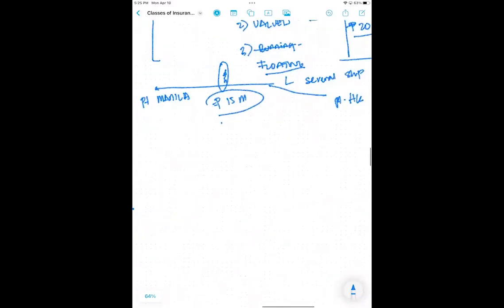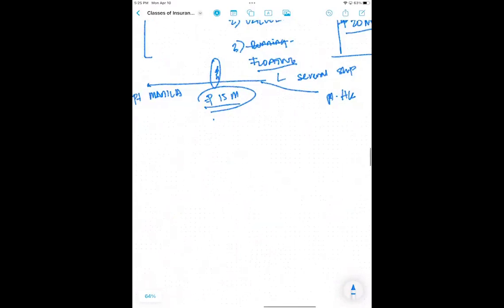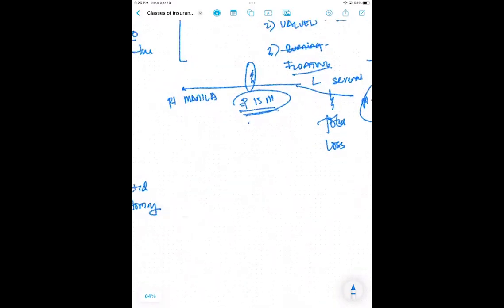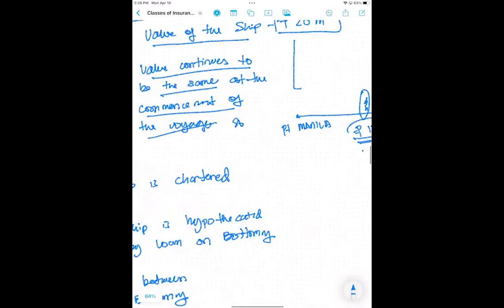So in short, kahit ang actual value na lang niya ay 15 million, let's say for example dito, nagkaroon ng total loss, hindi siya umabot dito sa Port of Hong Kong, then total loss happened here. How much is the insurer liable to pay? It is based on 20 million, so 20 million, not 15 million. So this is the application of Section 103.